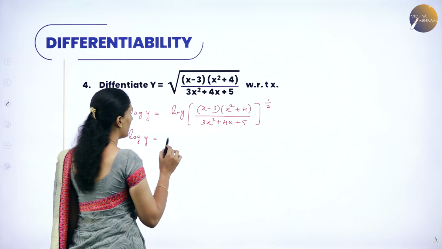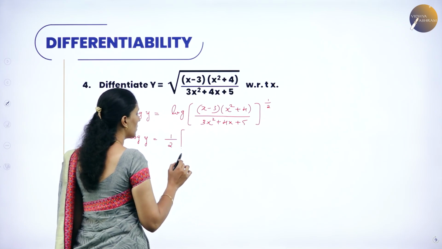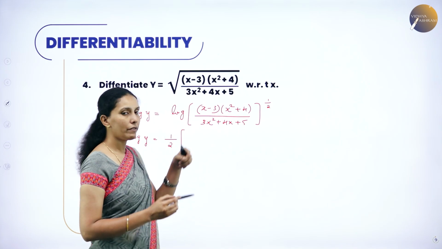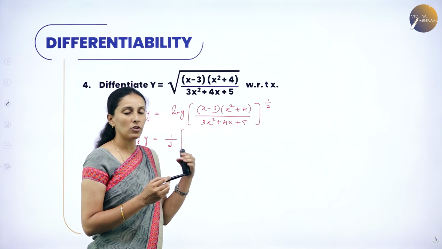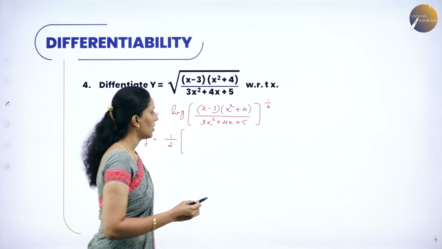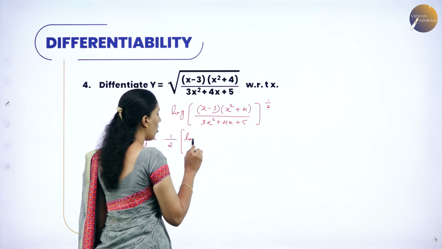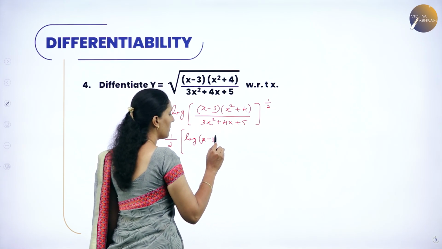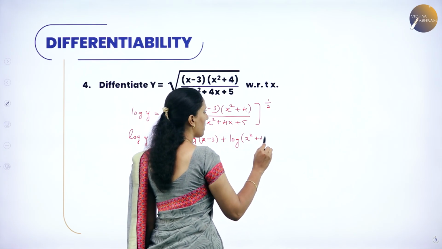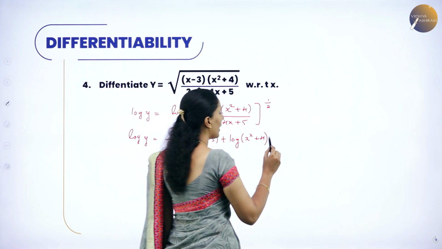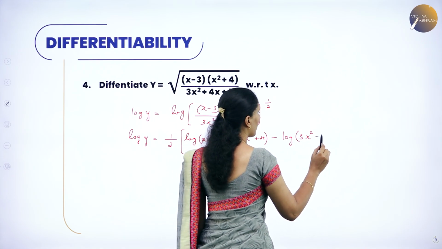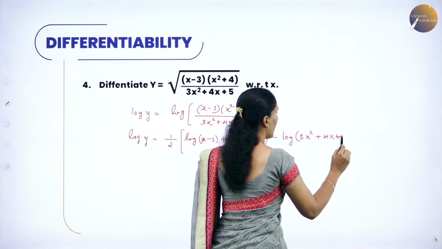So here log y we have, and this can be written as half into, now we have log of a product. Whenever you have log xy, it can be written as log x plus log y. Whenever it is in the denominator, you can subtract it. So I can write this as log (x minus 3) plus log (x square plus 4), and since this is in the denominator, minus log (3x square plus 4x plus 5).